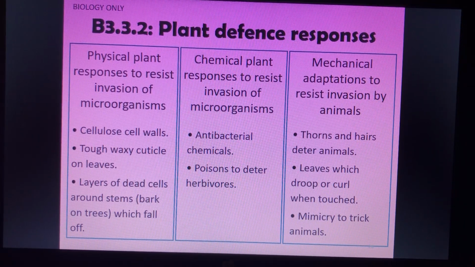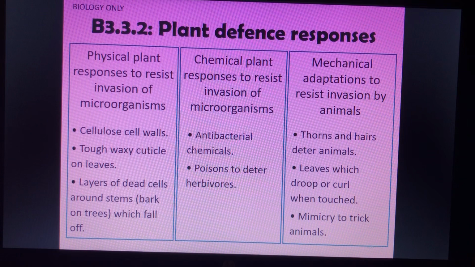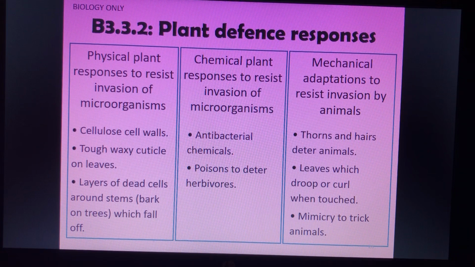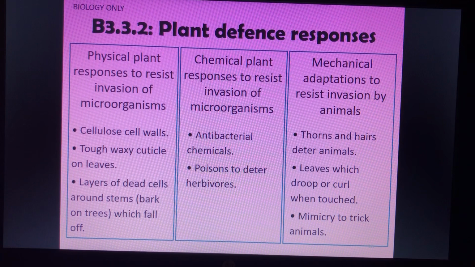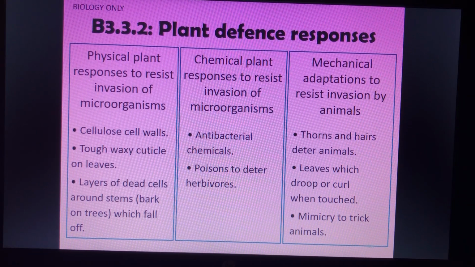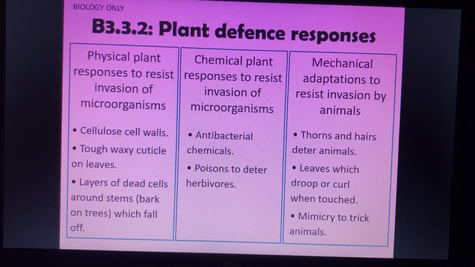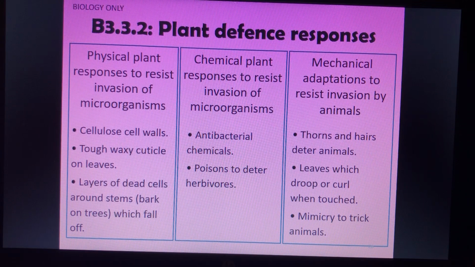Chemical responses, antibacterial chemicals or poisons that deter herbivores, so these could be insects or larger herbivores that are feeding off the plant. And then if we look on a larger scale, not just looking at microorganisms, but looking at animals, we've got thorns and hairs to deter animals. We've got leaves which droop or curl when they're touched, so they maybe look more pointy than they are, or they're disguised, and mimicry to trick animals, so mimicking other plants that animals know are already poisonous to them or not very pleasant to eat.